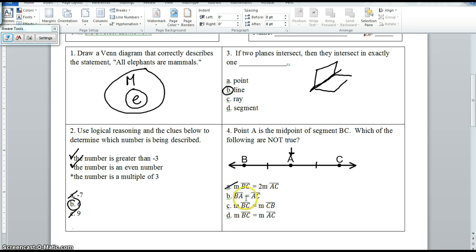BA is equal to AC. BA and AC, that's true. BC is equal to CB. That's the same segment, so that's true. That means this one is not true.